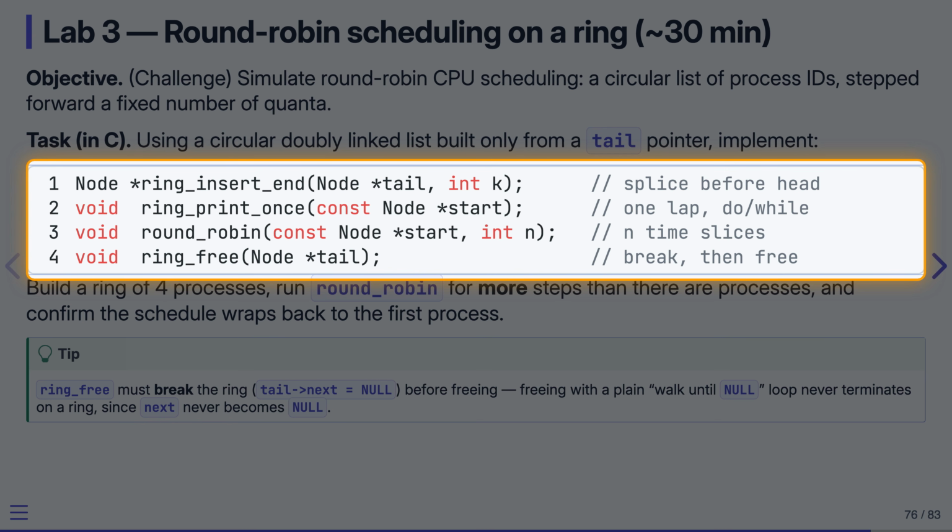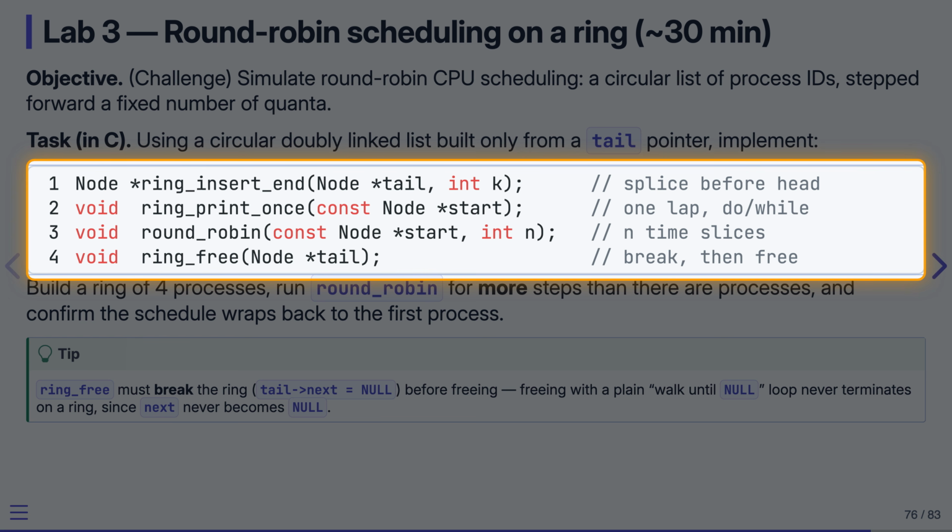Lab 3 is the challenge. You simulate round-robin scheduling. That is how a CPU shares time between processes, one small slice each, again and again. You build a circular doubly linked list from only a tail pointer, and you write 4 functions. Ring insert end splices a new process in before the head. Ring print once walks 1 lap around the ring, using a do while loop. Round robin steps forward a fixed number of times, and ring free returns every node.